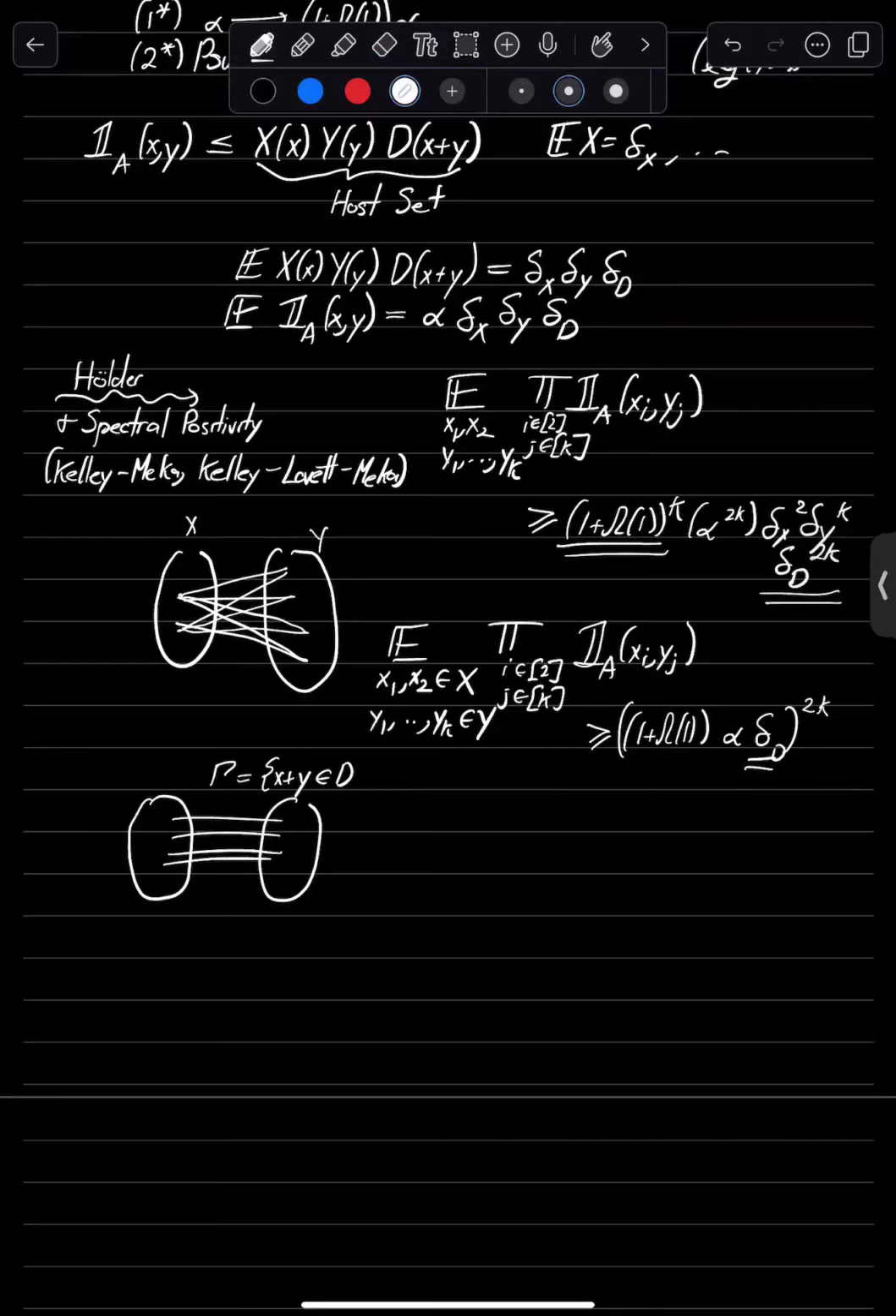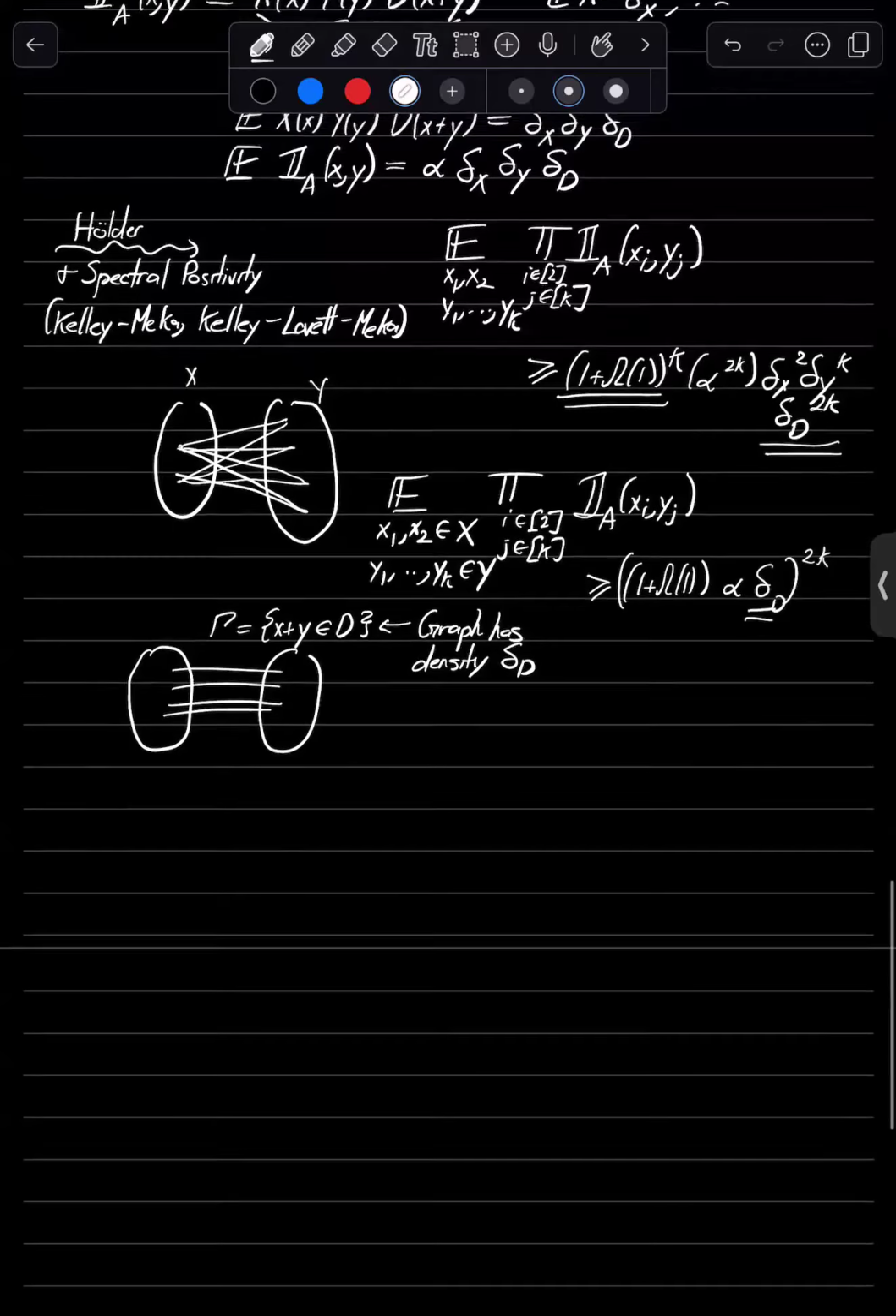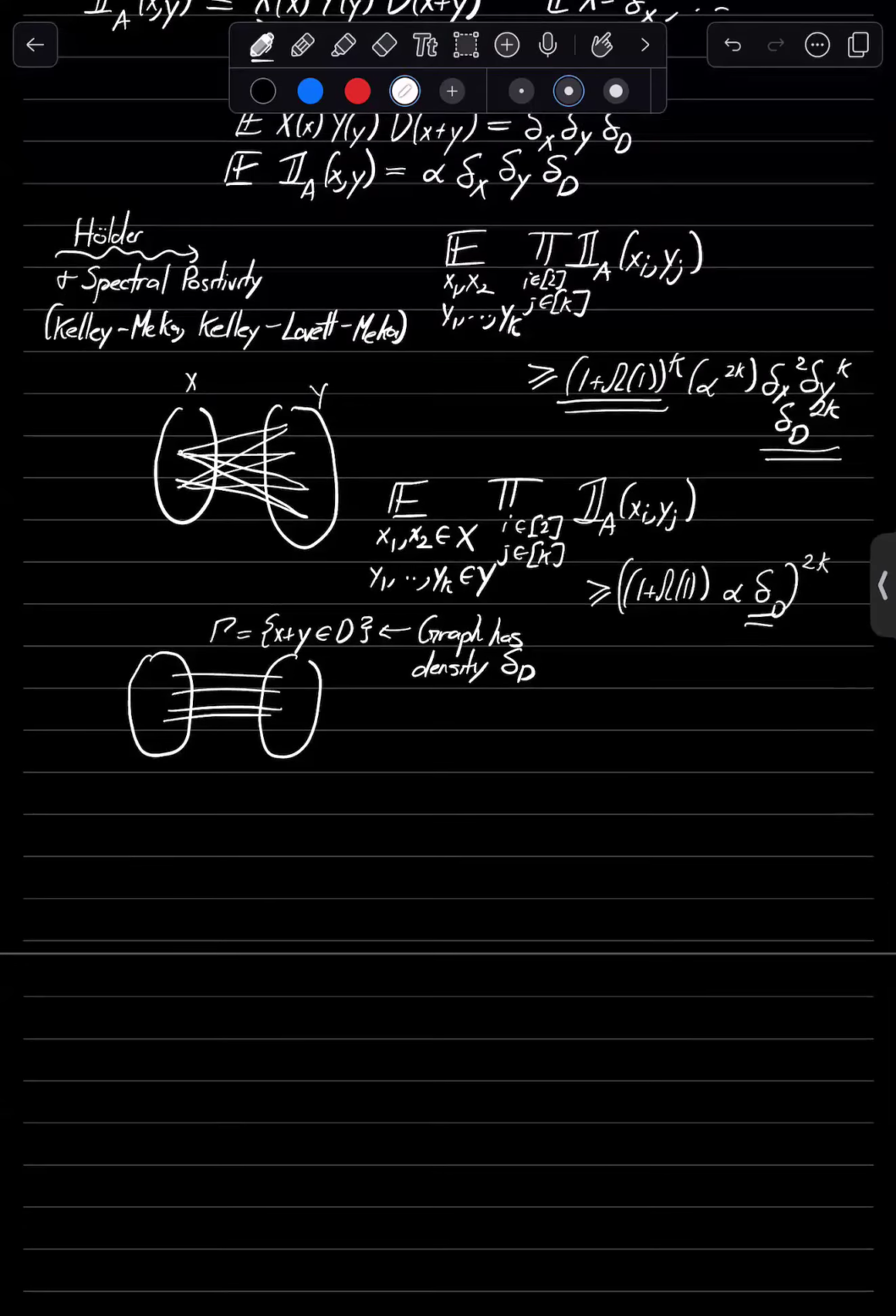And that graph has density delta D. Okay, and my set A is sort of an alpha fraction of that. So the real goal you want to be able to extract is the following. What do we want to show? What I want to show is that there exist h1 and h2 with the following property.